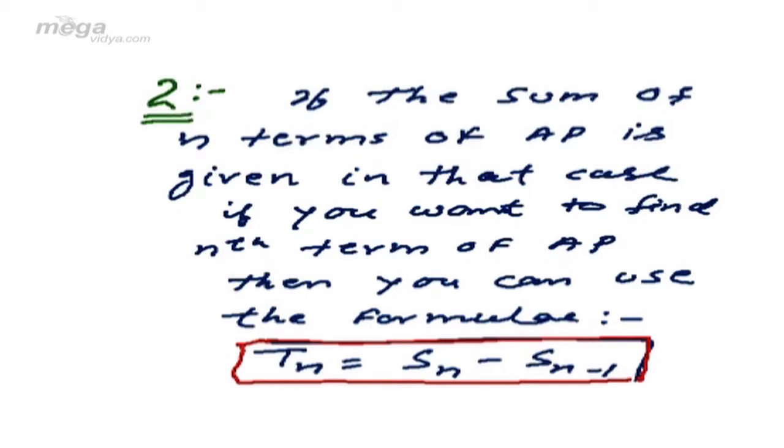If the sum of n terms of an AP is given, and you want to find the nth term of the AP, then you can use the formula Tn is equal to Sn minus S(n-1). It will give the nth term, and using this formula you can find any term directly. This is property number 2.